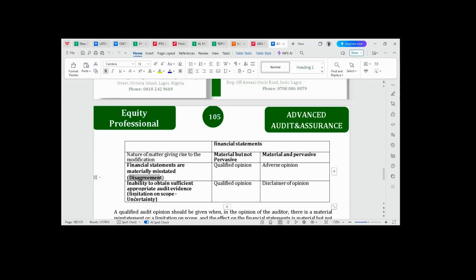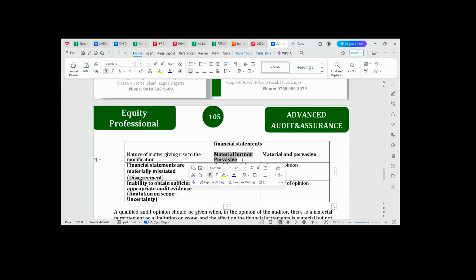Now, you need to also understand that this misstatement can be in two degrees or in two forms. Number one, it could be in form of material but not pervasive. What do we mean by material but not pervasive?